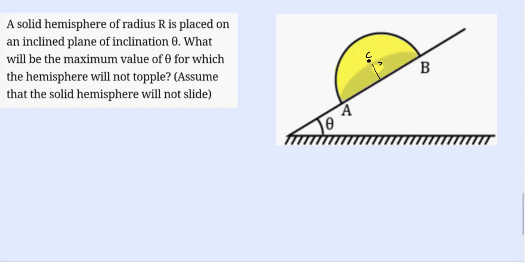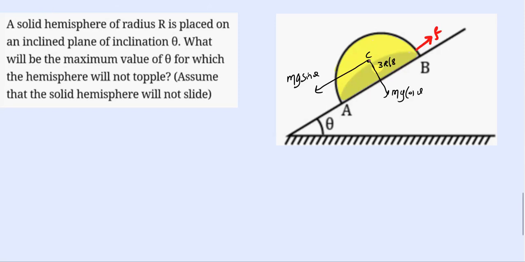Let's come to this one. This will be 3r/8. What are the forces acting? mg sine theta, mg cos theta, then the friction. In what direction, about what point can it topple?